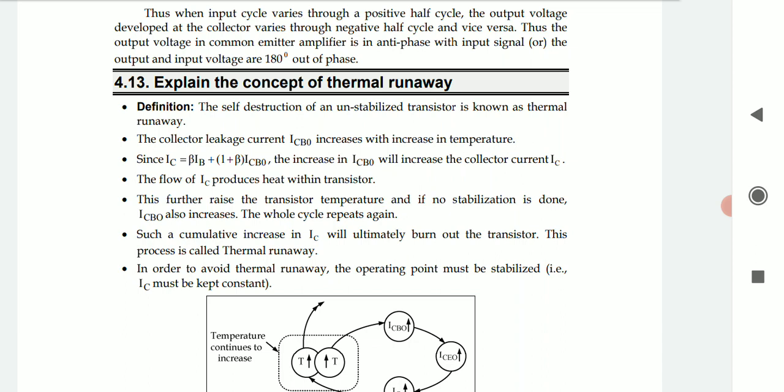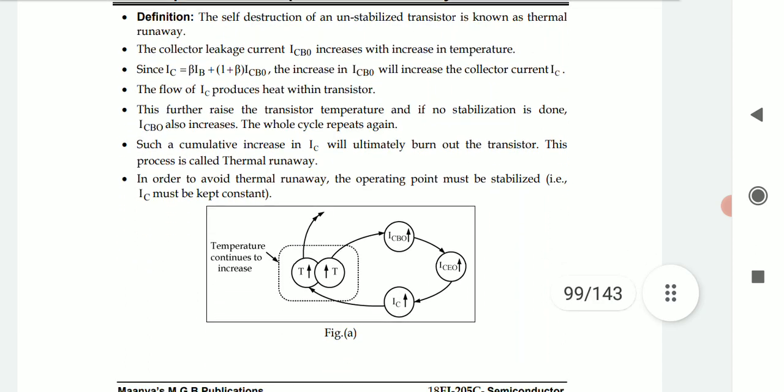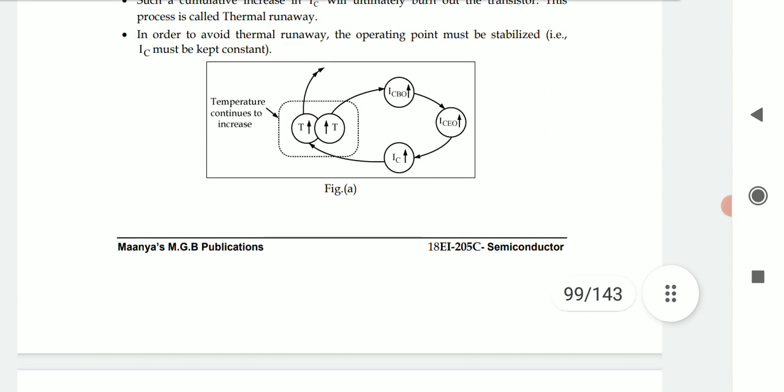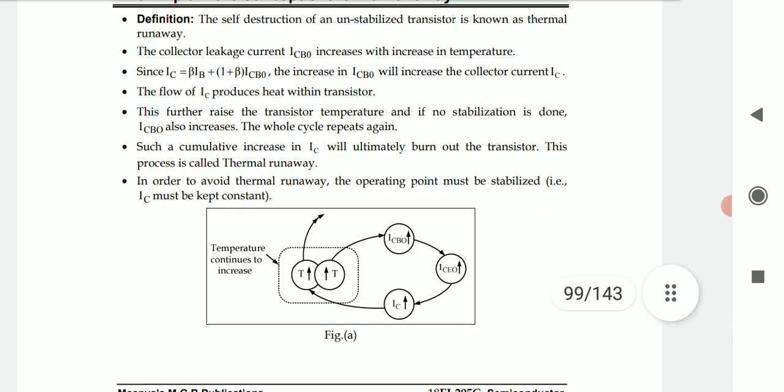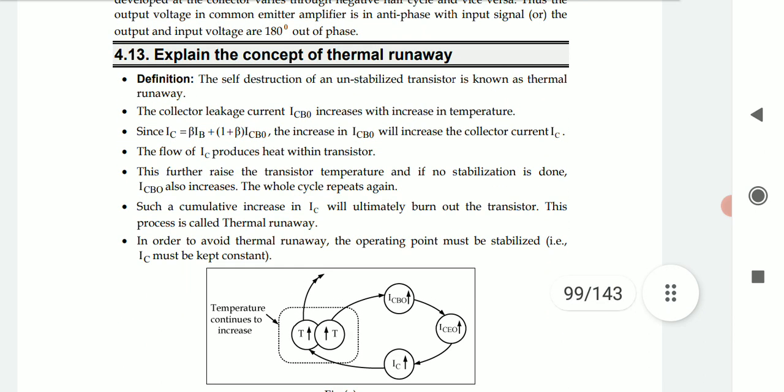minority charge carriers current. Therefore, the junction gets damaged permanently after some time. This phenomenon is called thermal runaway. If it is continuous, the transistor gets damaged permanently. This is called self-destruction. The definition: it is the self-destruction of an unstabilized transistor.